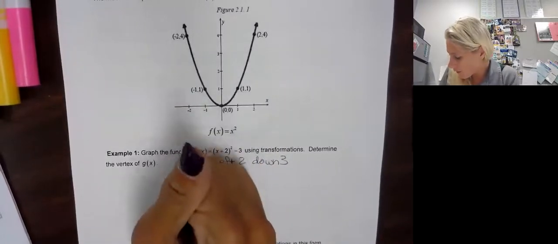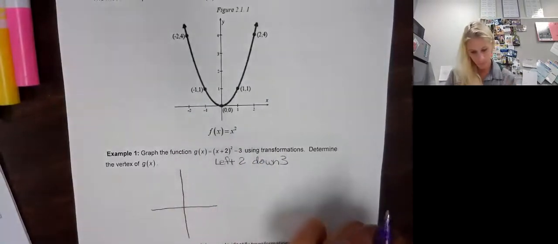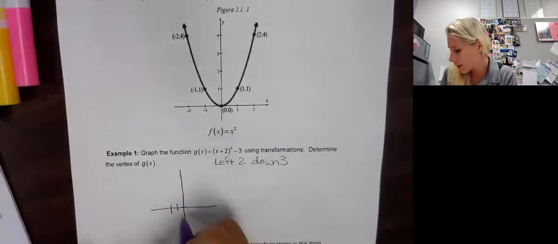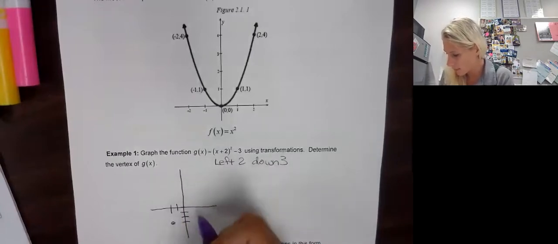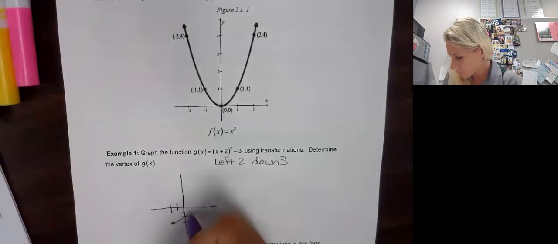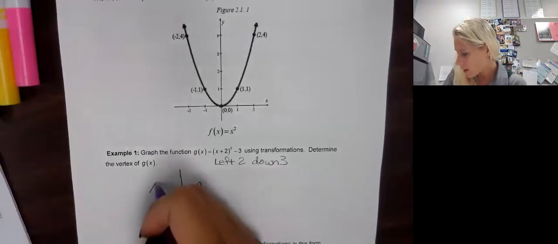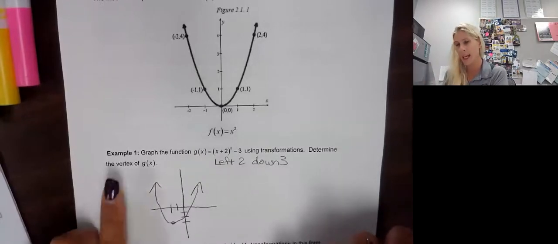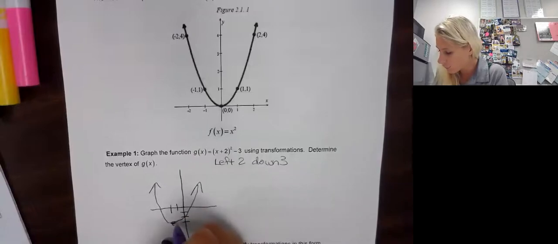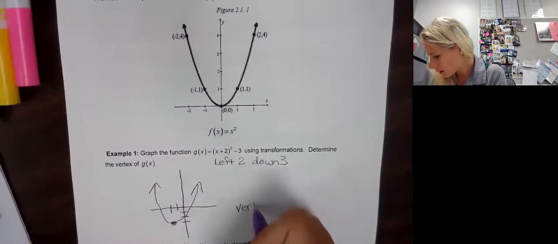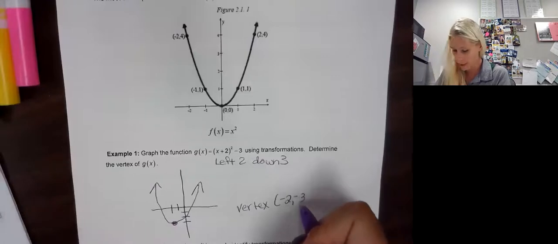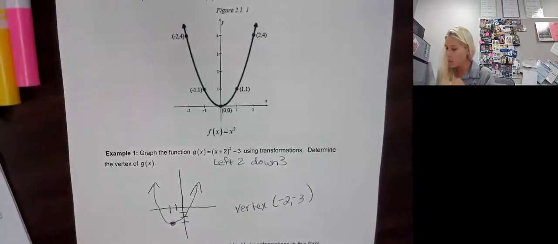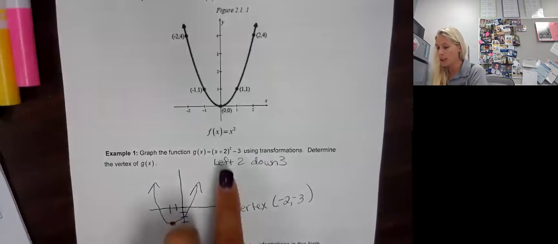All right, so if I were just to move this parent graph left 2 and down 3, so I'm going the parent of (0, 0), left 2, down 3, we end up with something like this. So if you remember, the vertex is at the max or min of the parabola. So this vertex here is (-2, -3). Okay, notice that we can identify transformations in vertex form.